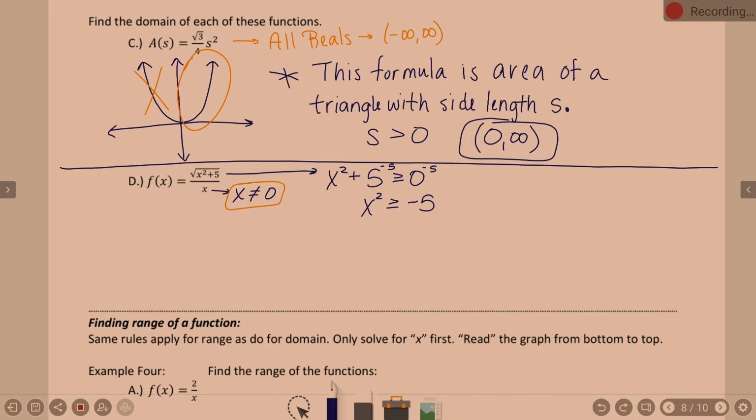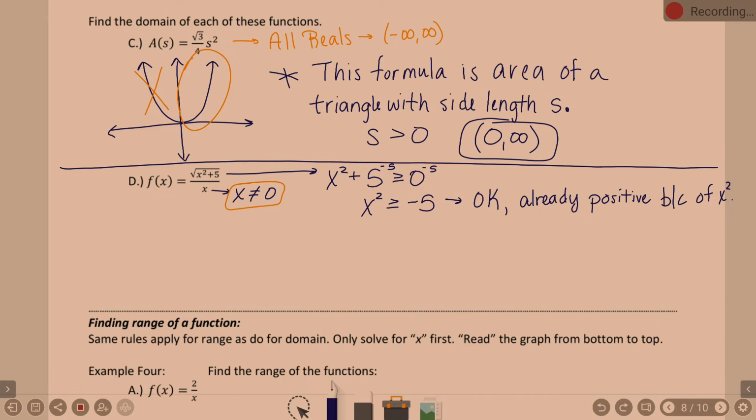So this one is okay in the sense that it's not going to affect our domain. I will say it's already positive because of x squared. Essentially, yes, we had to think about this one, but it ended up not mattering.